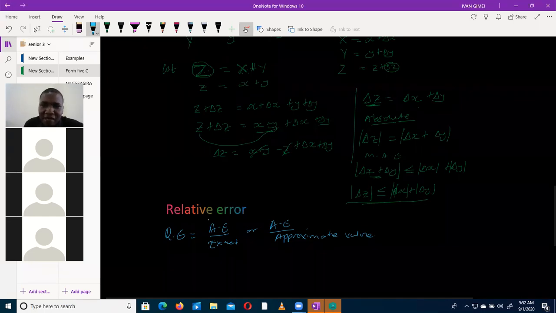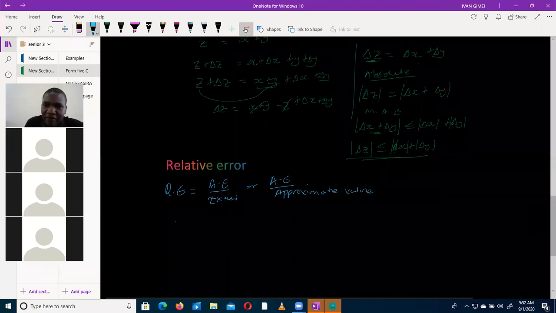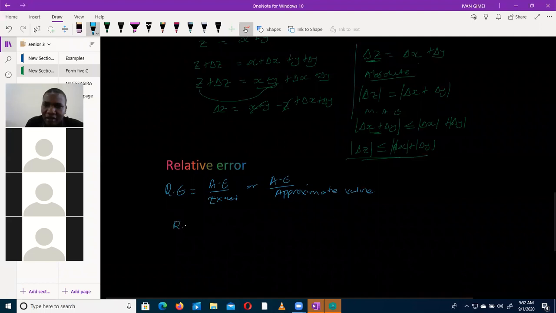Now, in this case, since we have the maximum possible absolute error, we can also find the maximum relative error. And here, of course, our relative error will be equivalent to maximum absolute error divided by the exact value, and this will be equivalent to dz, which is our error, divided by capital Z, modulus.